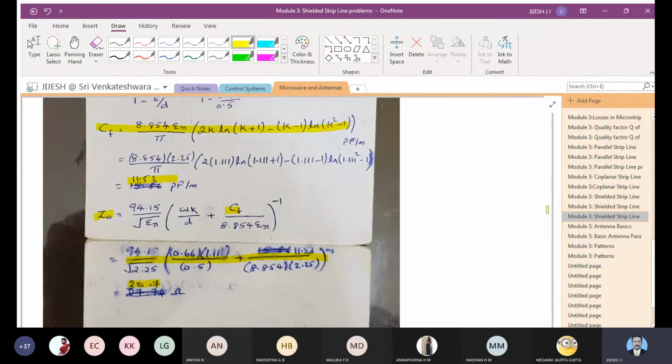Then we went with parallel strip lines, its equation for C, L, and all those things. And then we went with coplanar strip lines, where we studied the characteristic impedance of that. And shielded strip line also, we studied the fringe capacitance, characteristic impedance, and all those things. So this is all about the strip lines.